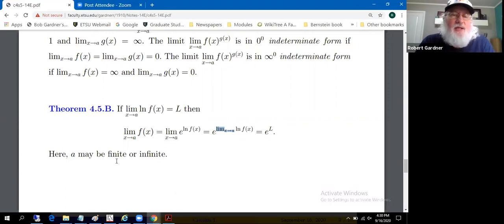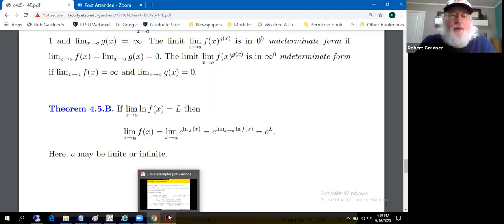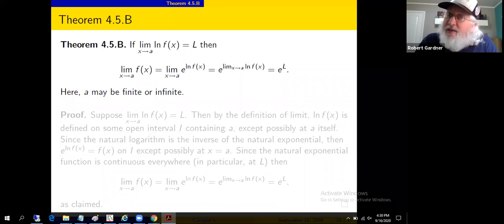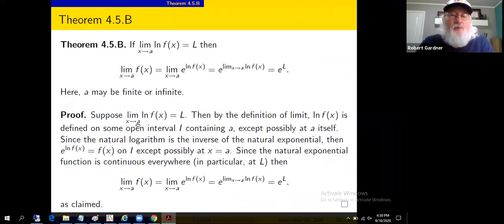In a passing comment, the a value could be finite or infinite. So this is a valid computation under the hypothesis that that limit exists. This is valid even if a equals infinity or negative infinity. Let's go through a proof of that. Okay, and I guarantee you continuity is going to play a role. All right, so the hypothesis was the limit as x approaches a of the natural log of f of x equals L, if that occurs, was the claim.